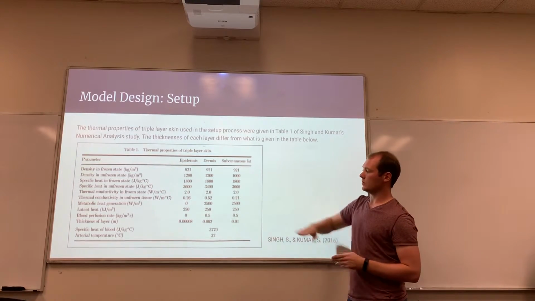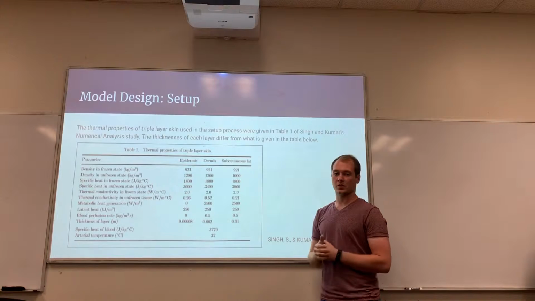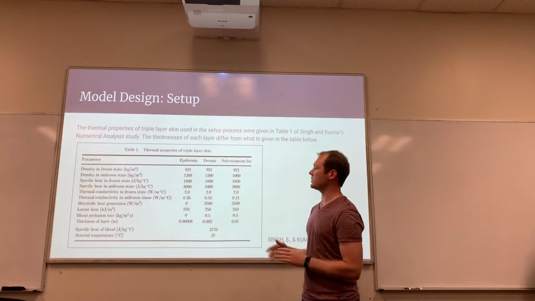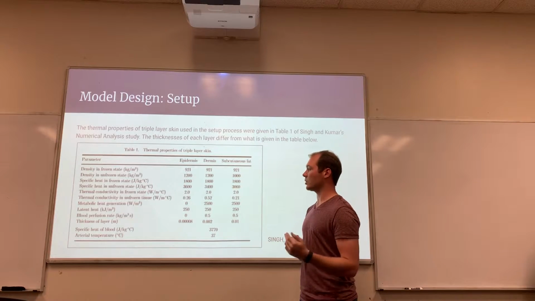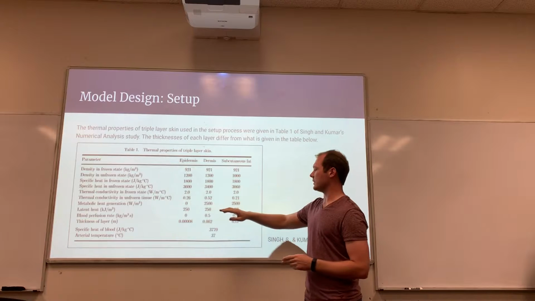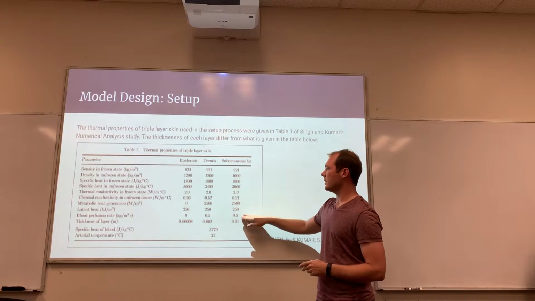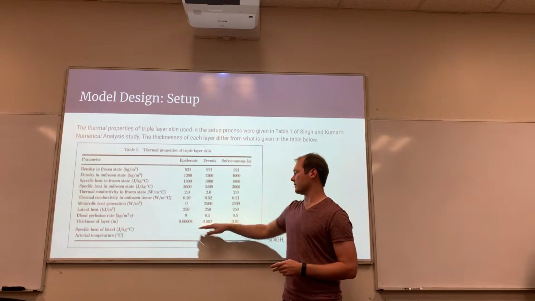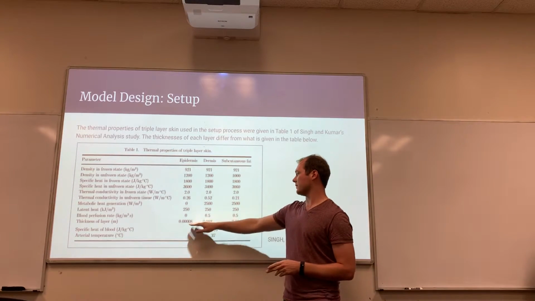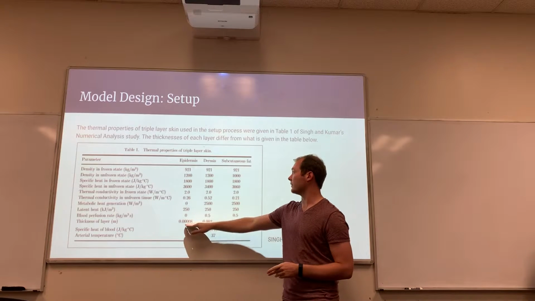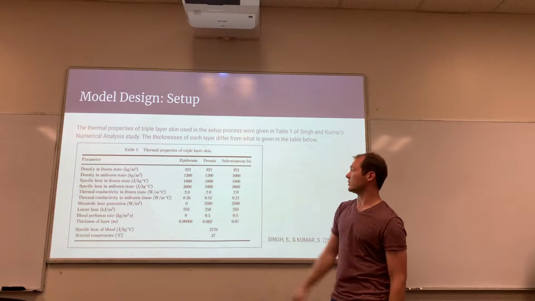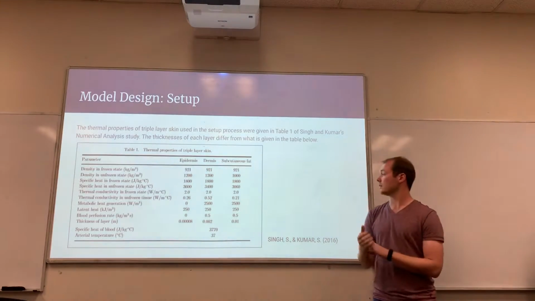This thermal properties table is taken from the Singh and Kumar research paper. We use these constants to compare our work to the Singh and Kumar research paper. The only differences are that we did not use latent heat, and we changed the thickness of the tissue layers in our ANSYS modeling. So the values are 0.5 millimeters for the epidermis, 1.5 for the dermis, and 3 millimeters for the subcutaneous fat.